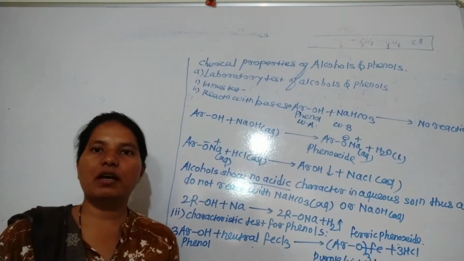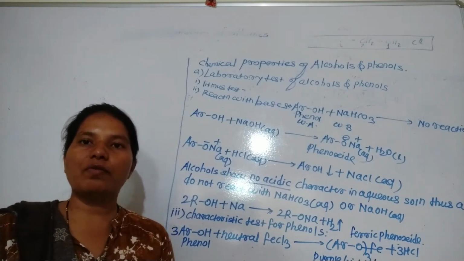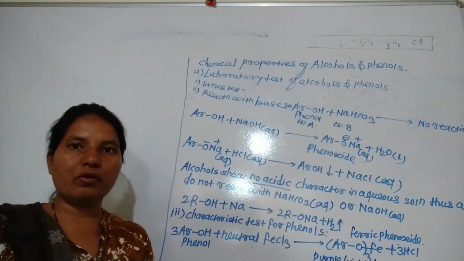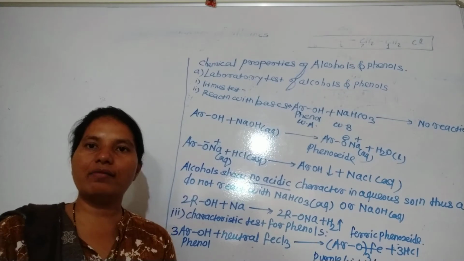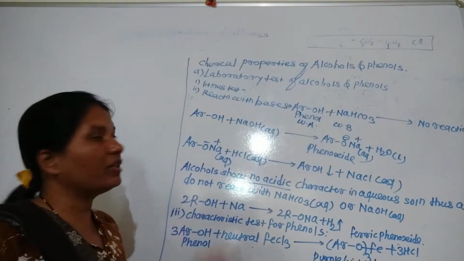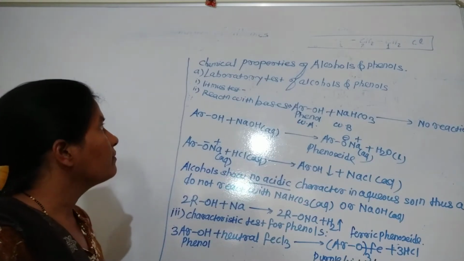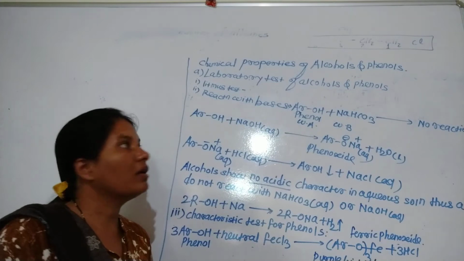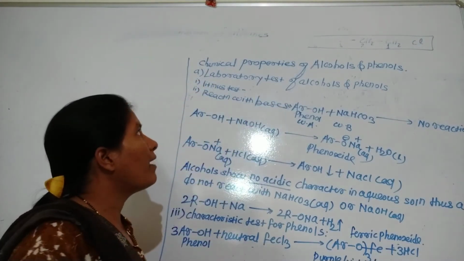The next point from alcohol, phenol and ether is chemical properties of alcohol and phenol. In the previous video we already discussed the preparation methods of alcohol and phenol. Now in this video we will discuss the chemical properties of alcohol and phenol. The first is the laboratory test of alcohol and phenol.